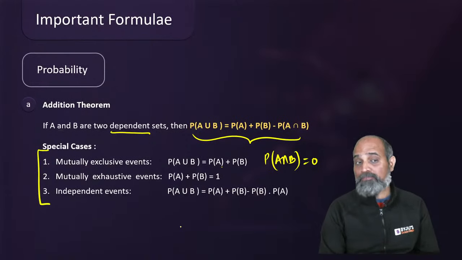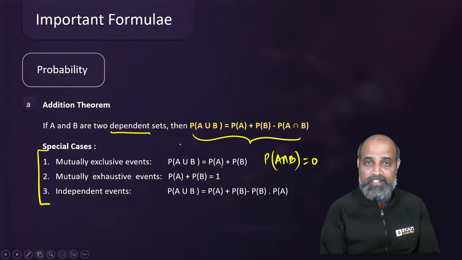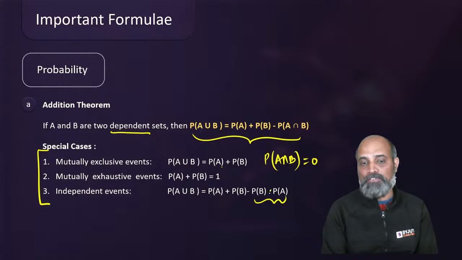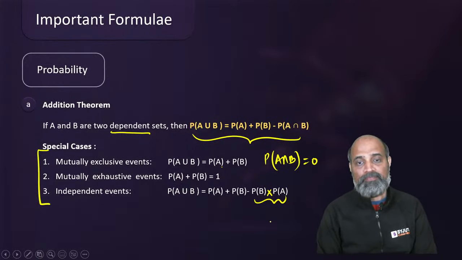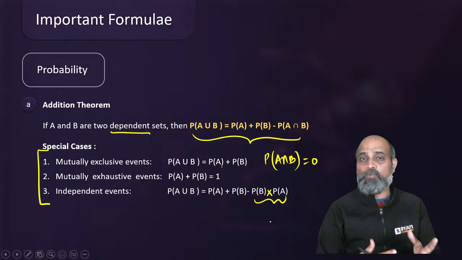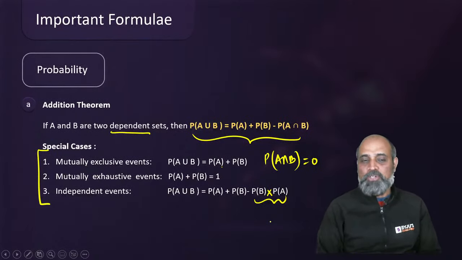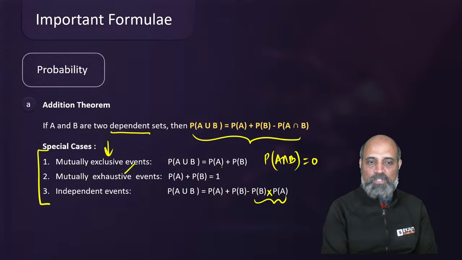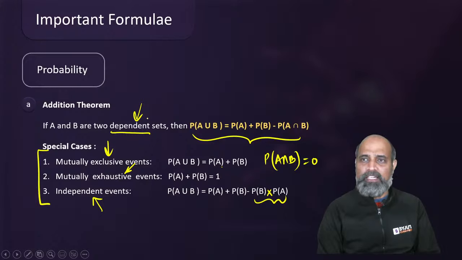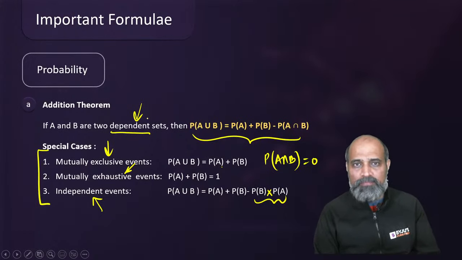Independent events, when the events are completely, not at all related. So instead of intersection, you have got P of B into P of A. So there is multiplication. So depending upon what kind of question we are dealing with, that's what we need to do. You don't have to really get into what is exclusive, what is exhaustive, what is independent, what is dependent. ये आपको solve करते करते पता चलेगा.